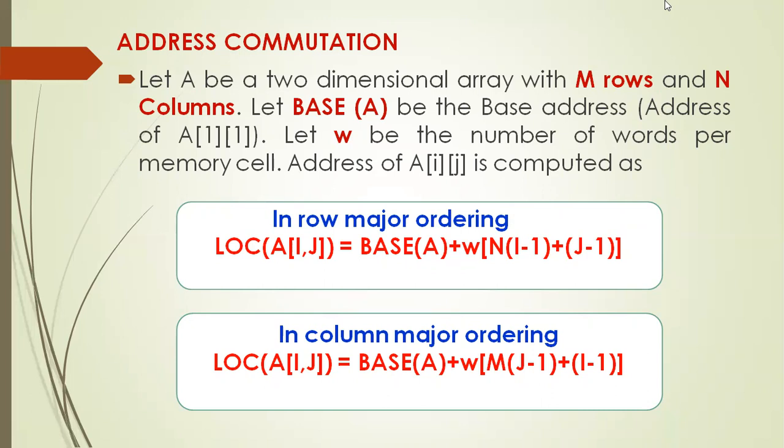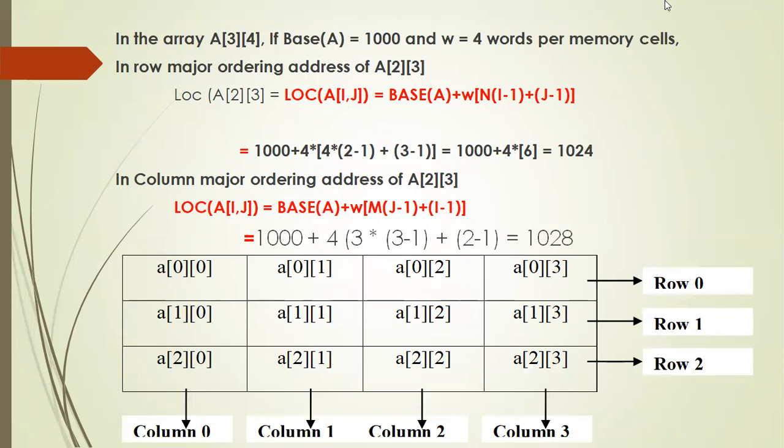So here we should remember these things. It's possible to compute the address of any ijth element of a 2D array, both in row major ordering and column major ordering, with this formula, where W depends on the data type of the array, m denotes the number of rows of the matrix and n denotes the number of columns in the matrix. Let us take an example.